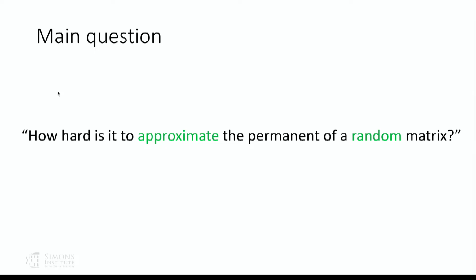The main question that this talk focuses on is to understand the complexity of the permanent in a setting where we consider approximation and average case. We can think of computing a function exactly or approximately, or we can think of computing a function for all instances, or for most instances, which we term the average case. So this talk is about the particular case when we combine approximation and randomness, approximation and average case.